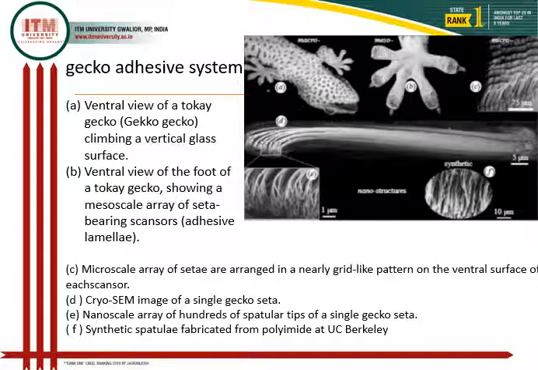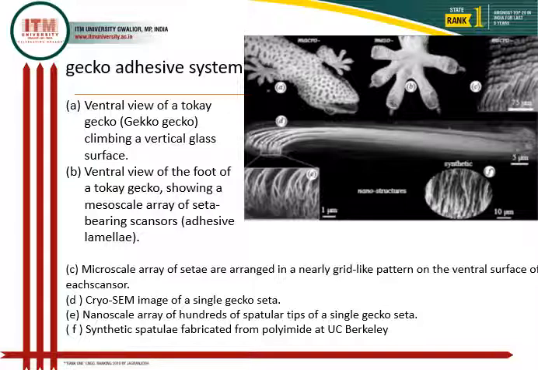Now, if you go inside these subtle structures, they also form individual keratin fibrils. And then we have shown the nanoscale array of hundreds of spatula tips of a single gecko seta. So first we have setae, then even smaller structures continuously observed. And these smaller structures are responsible for good adhesion.